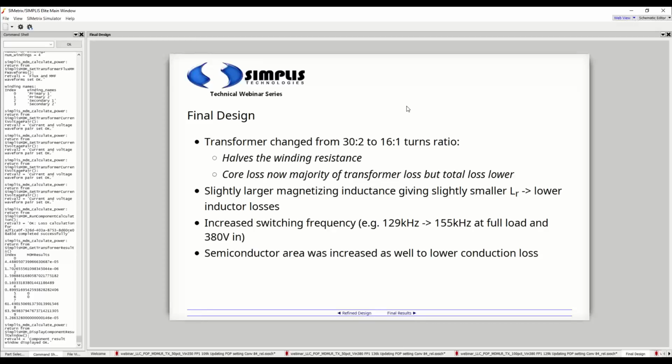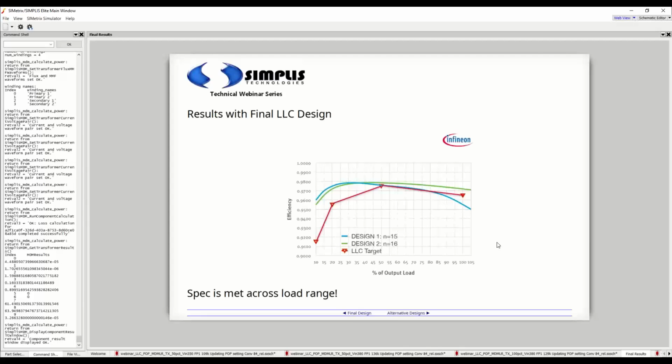The switching frequency was increased, and something we're not covering in this webinar, the semiconductor area was increased as well to lower conduction loss. You can look that up in the cited materials. And the final result, what we're looking at here is the green line, is that this meets the spec, not quite well.